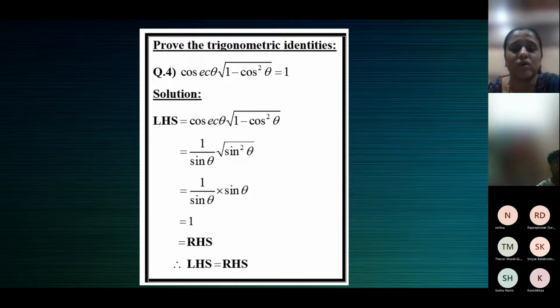Okay, and then root of, what is 1 minus cos square theta? So we know that sine square theta plus cos square theta is 1. So what is 1 minus cos square theta? Sine square theta. See here, sine square theta is equal to 1 minus, sorry, I'll just write it again.